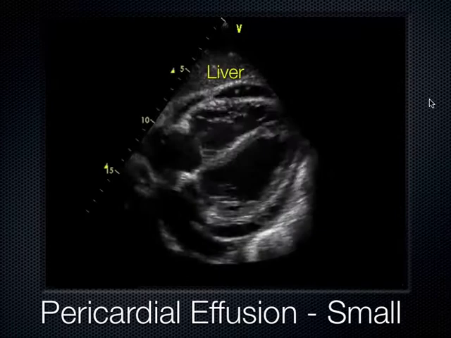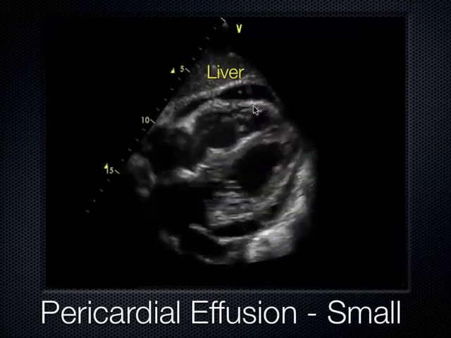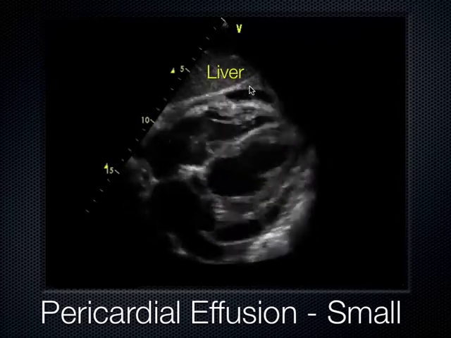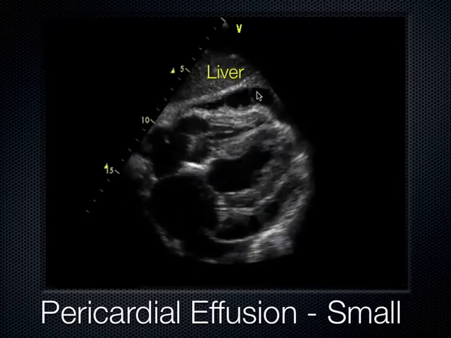But what I do is, during the end of systole, when the ventricle pulls away from the pericardium at its maximal point, I would then drop a caliper and measure. Generally speaking, pericardial effusions 1 centimeter or less don't have to be dealt with in acute fashion the way larger pericardial effusions do.